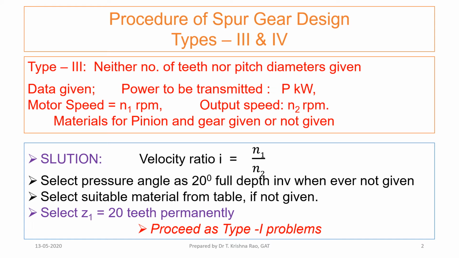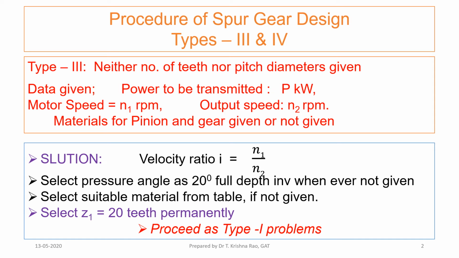In a type 3 problem, to start with, the power transmitted is given, speeds are given, and materials will be given, or we will select the material. We don't find the number of teeth or the diameter, so it's not classified as type 1 or type 2. So what we should do is permanently assume Z1 is 20 teeth. Z1 is 20 teeth; you take it permanently as if given and proceed with the problem like a type 1 problem.